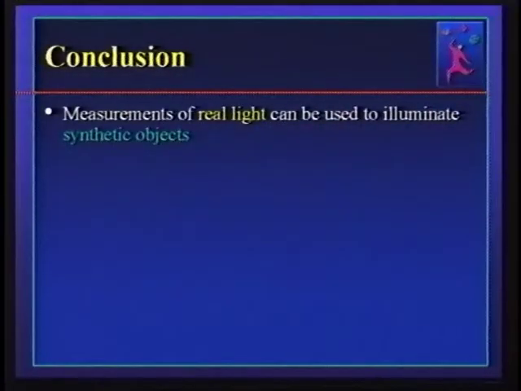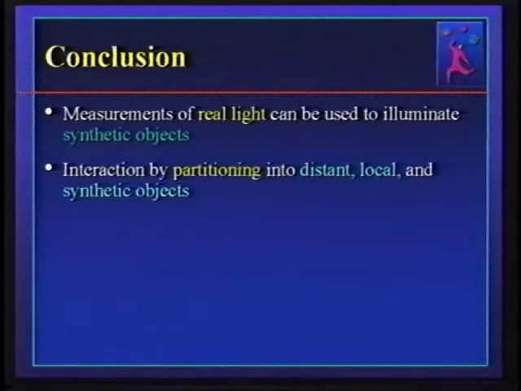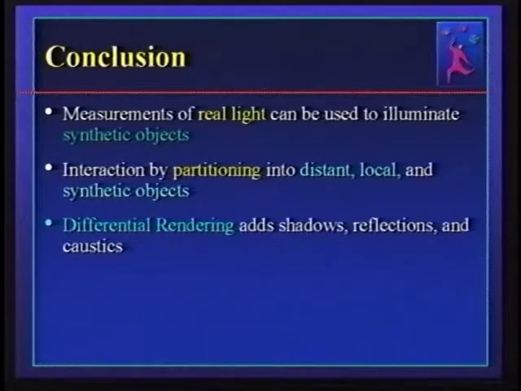So let me quickly conclude. We've shown that measurements of real light can be used to illuminate synthetic objects. We've shown that you can set up a global illumination computation in which you partition the scene into the distant areas, the local areas, and then the synthetic objects themselves in order to compute the interaction between all of these components. We've presented a differential rendering method that adds the shadows and reflections and caustics into the scene, even if the material property estimates that you have for your local scene aren't quite accurate.